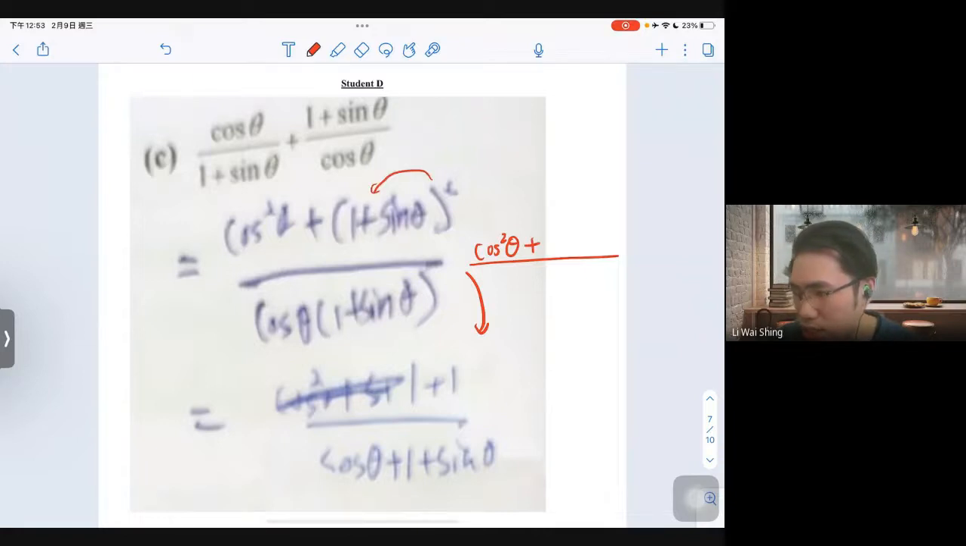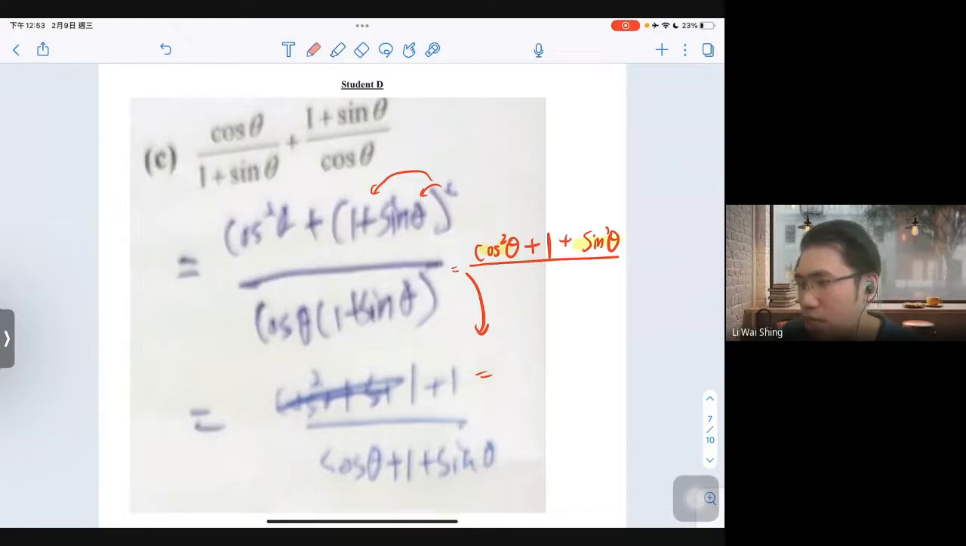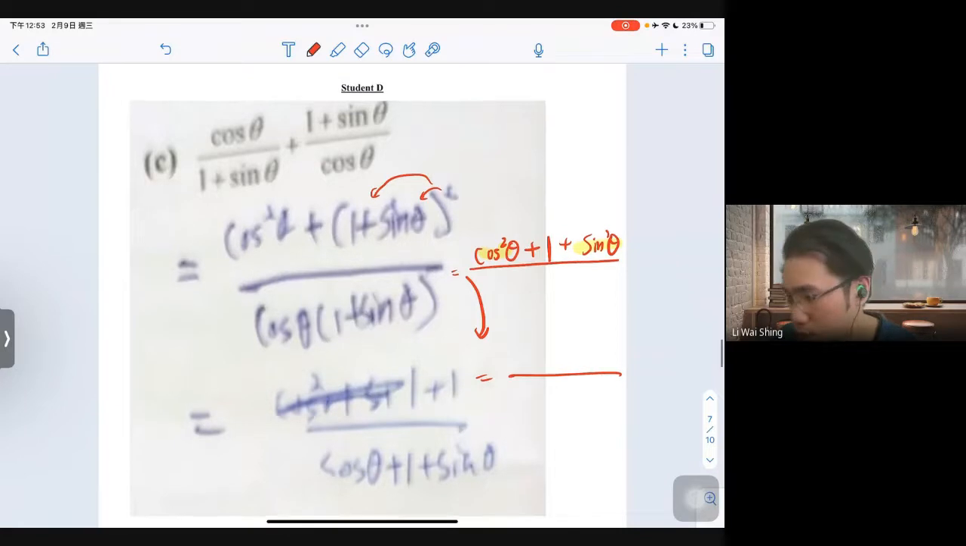He separates the square inside. So 1 square is 1. Sine square is sine square theta. Then cosine square plus sine square, he knows is equal to 1. So equals to 1 plus 1. Boom. I can't say you know nothing. You know something, but you do it wrongly. Interesting. Jiujan, can you help this student to do the correction?